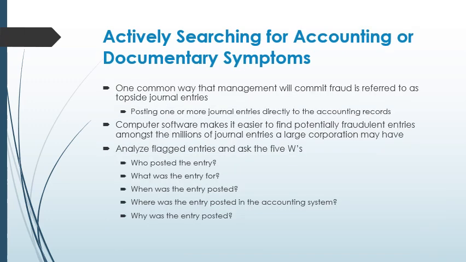So one common way that management will commit fraud is referred to as topside journal entries, which I mentioned earlier. These journal entries are posting one or more journal entries directly to the accounting records. So this bypasses normal journal entry processes and overrides controls. These entries may be posted directly to the general ledger instead of a subsidiary ledger, meaning that no supporting evidence or information is maintained. Computer software makes it easier to find potentially fraudulent entries amongst the millions of journal entries a large corporation may have.